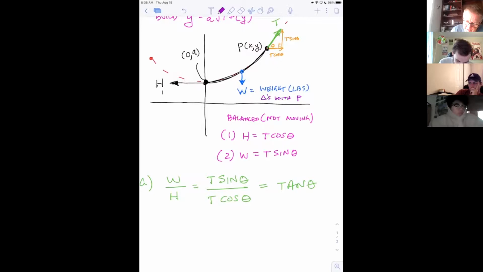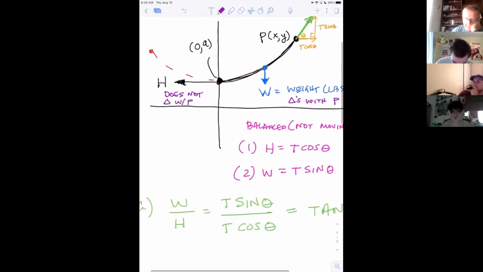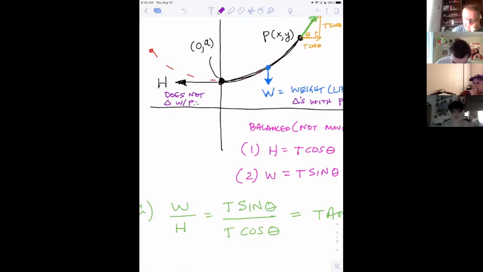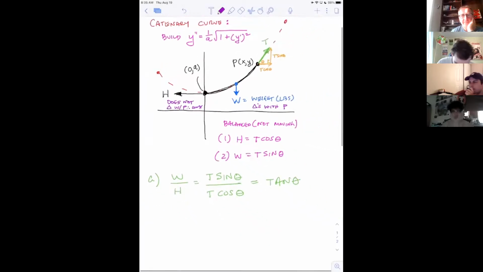Turns out though, H does not change with P. If you move P, H actually stays the same. Again, I think that's kind of surprising. Hence, it's actually a constant. H is a constant. Now, why does that matter? Because I want to take the derivative of this thing.